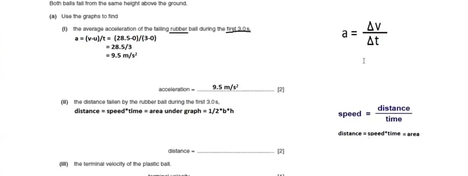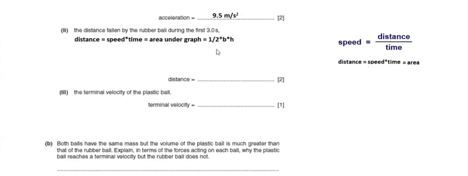So here I can write down half, that is 1 by 2, that is 0.5, into base, which is 3 seconds, into height, which is 28.5, and if you calculate this value it comes out to be 42.8, closely about that. So 42.8 meter is the distance covered during these 3 seconds. So here the final value you can write down is 42.8 meter. So the area is nothing but the distance.